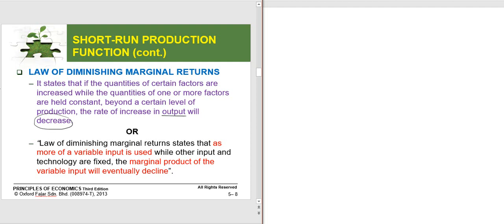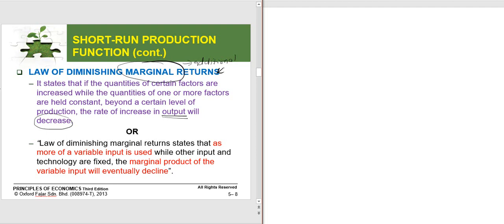Okay, so we are talking about the number of additional output. So you find the word marginal again here. In the previous topic I mentioned the term marginal, which means additional or extra. So in this case we are talking about return. Return means production. So this is actually talking about the additional production eventually decreasing at a certain situation where the number of fixed input remains the same, but the number of variable input keeps increasing.